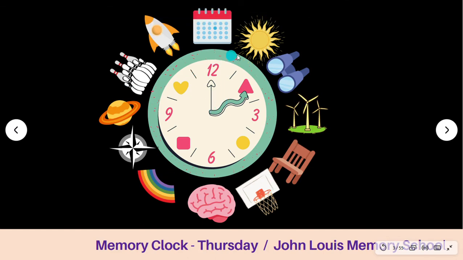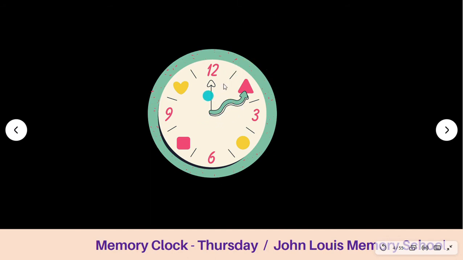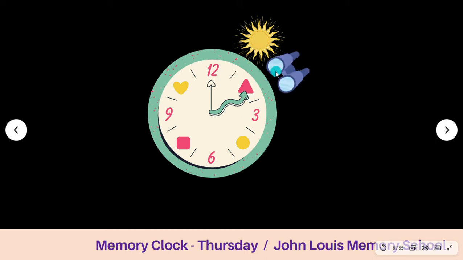Okay, here for Thursday, I have created a memory clock based on relevance. So let us see very quickly what all the pictures we have created for every hour. So this is a Thursday clock, and for 1 o'clock, I have taken sun because there is only one sun in the world. Therefore, 1 o'clock represents sun. Then 2 o'clock, you take a binocular, it has two lenses. Therefore, it represents hour 2.